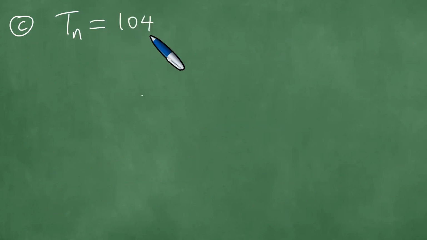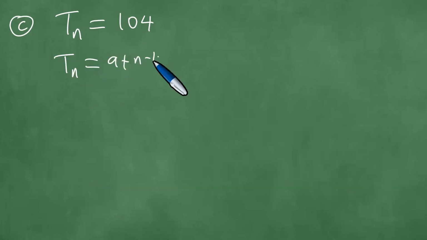So let's see that one. They're saying there is a term which is 104. Which one is it? So you need to use the formula here for Tn because they're saying there's a term which is that. So what is the formula for Tn? It is A plus n minus 1 into D. So you write the formula and then you are thinking now.